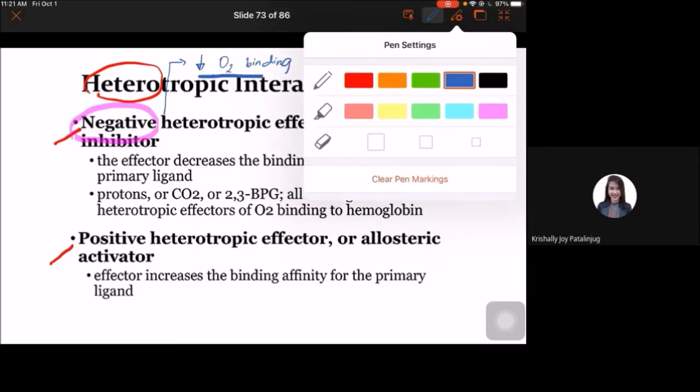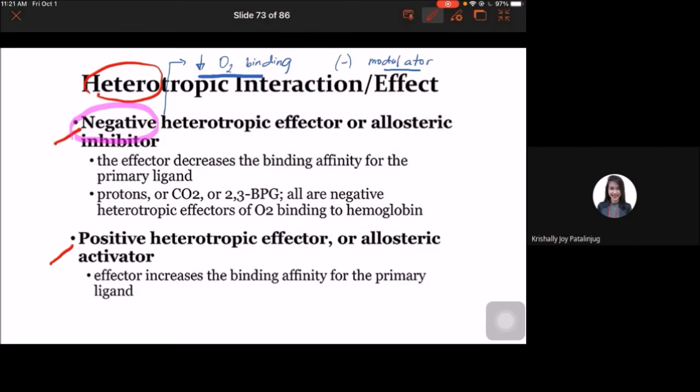So, take note, examples of these negative modulators, negative allosteric effectors: we have the protons, that is the H plus, the hydrogen ion. Another negative modulator is carbon dioxide. Also, kindly add carbon monoxide. And we have the 2,3-bisphosphoglycerate. All these are negative effectors, negative modulators that result in less oxygen binding, decrease of binding affinity ng oxygen.